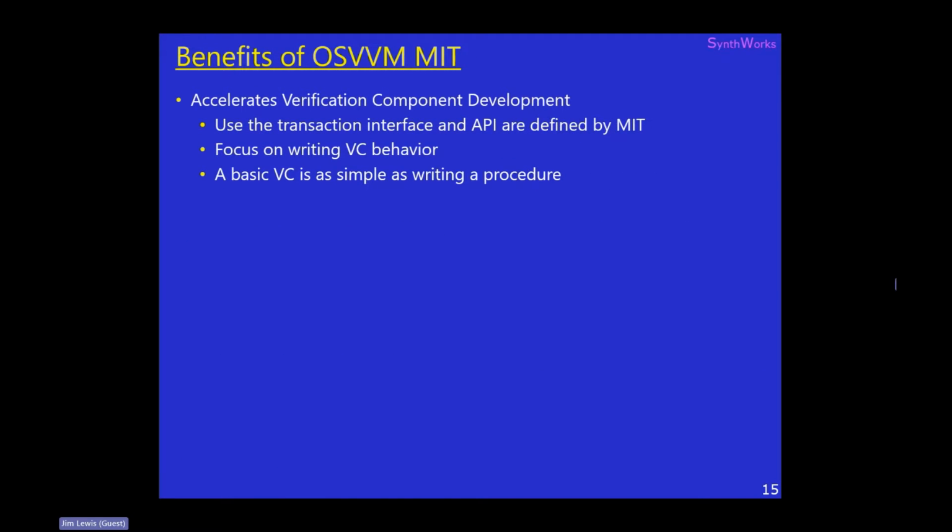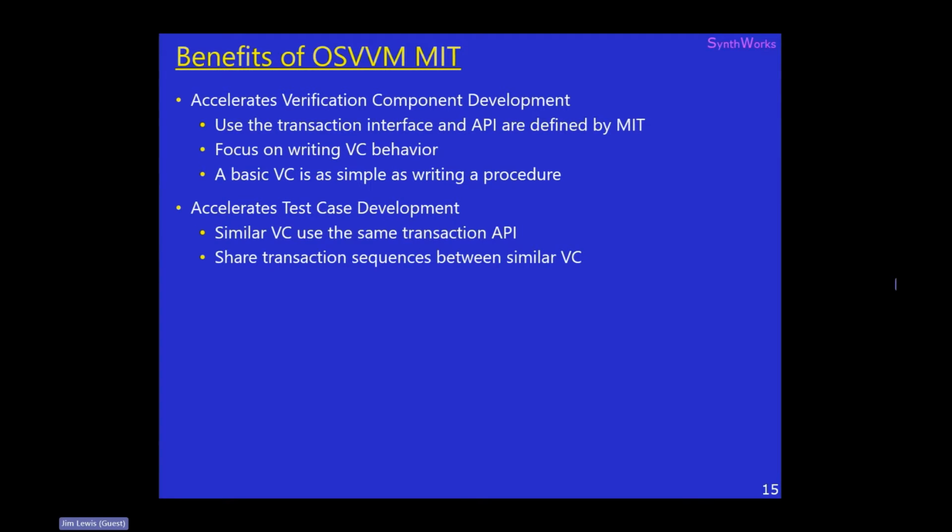Okay, so benefits of this then. We accelerate verification component development because you use the transaction interface and API defined by the model independent transaction library. Hence, we get to focus on writing verification component behavior, and our basic verification component is as simple as writing a procedure. So there's no reason to start with something simpler. This is it. We accelerate test case development because similar verification components use the exact same transaction API. And hence, you can share transaction sequences between similar verification components.